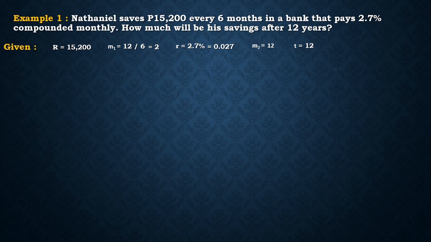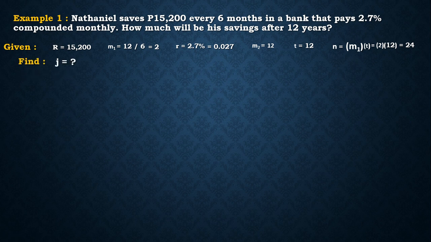And then we have to find for the value of N, which is M sub 1 times T. M sub 1, which is 2, times T, that is 12. And we substitute, that is equal to 24. 2 times 12, that is equal to 24.